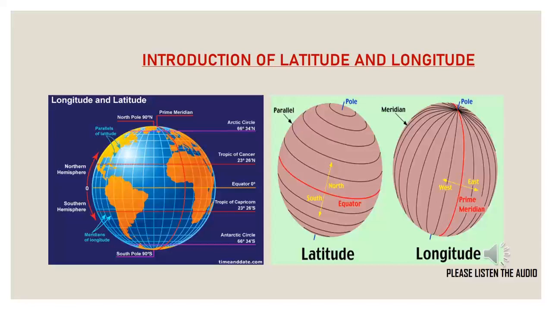Lines of longitude are also called the meridians of longitude. These are also imaginary lines. They run north and south between the two poles. Like the latitudes, they are also numbered in degrees. Apart from that, you can see that a few more important parallels of latitude are present. They give the particular location of a place from the equator.